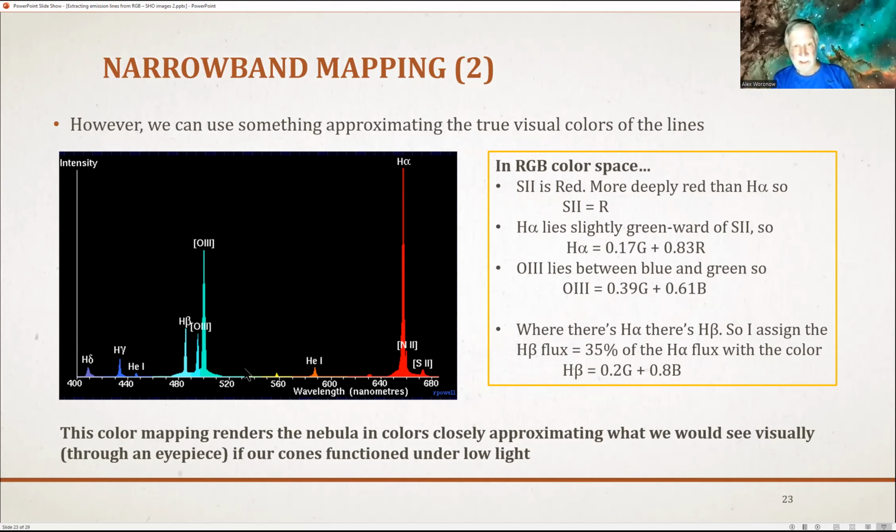O lies out here in the blue-green, and I mix it at 39% green and 61% red. And then I make up this hydrogen beta, which I told you about earlier, because where there's a hydrogen alpha, there's hydrogen beta. And so I assign the flux at 35% of the hydrogen alpha flux. You can change that if you want, and make it 0 or any other number. And I set it at 20% green and 80% blue. Eventually, in probably the next edition of my script, these equations will be adjustable to user discretion. Right now, they're hardwired in.